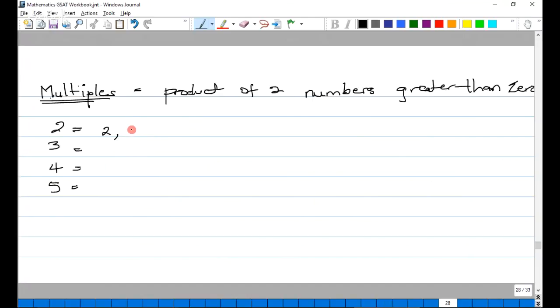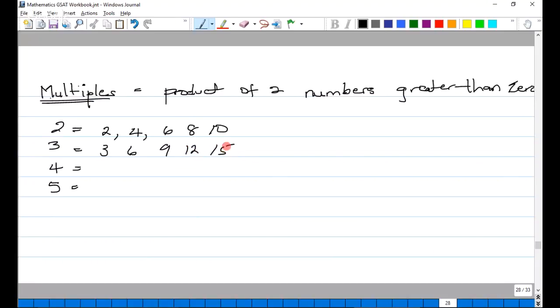2 twos, 4. 2 threes, 6. 2 fours, 8. 2 fives, 10. All right. 3 ones, 3. 3 twos, 6. 3 threes, 9. Then what? 12. And then what?